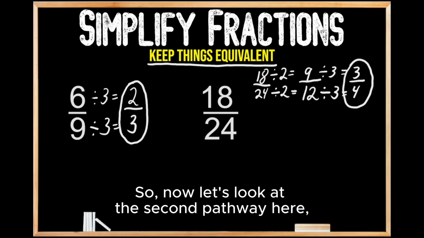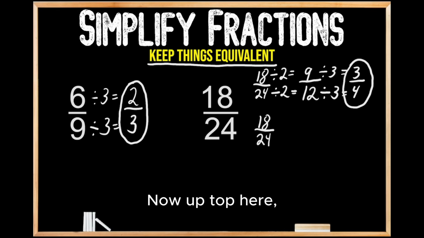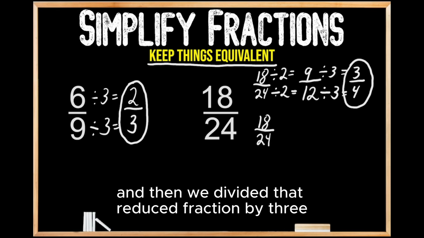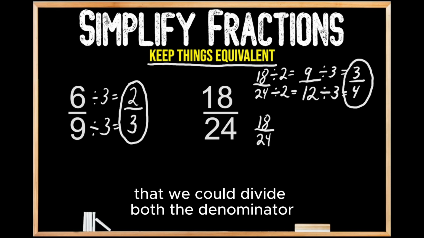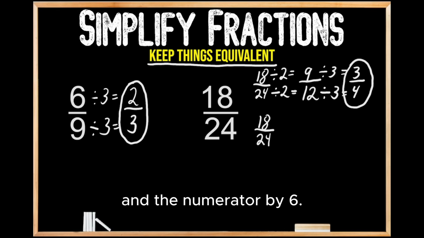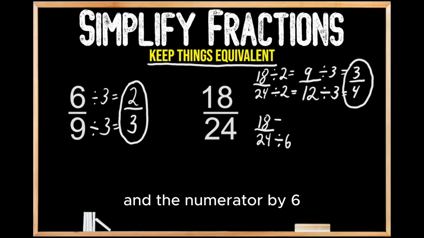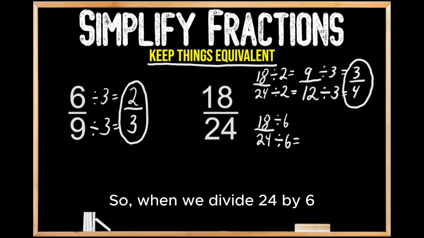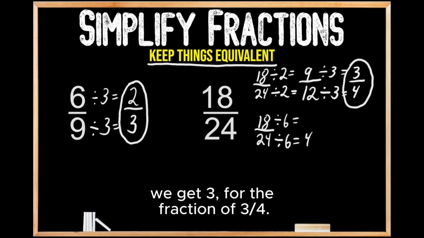So now let's look at the second pathway here. So we have the fraction of 18/24. Now up top here, we divided the fraction by 2, and then we divided that reduced fraction by 3 for a second round of reductions. So we can assume here that we could divide both the denominator and the numerator by 6. So we're going to divide both the denominator and the numerator by 6 because both 18 and 24 are multiples of 6. So when we divide 24 by 6, we get 4, and then when we divide 18 by 6, we get 3 for the fraction of 3/4.